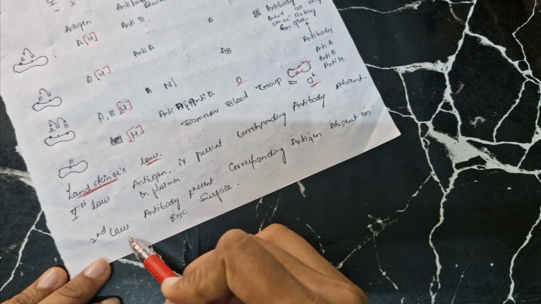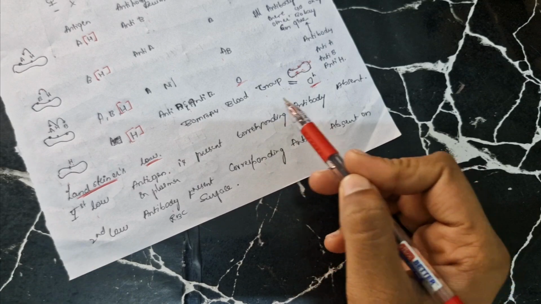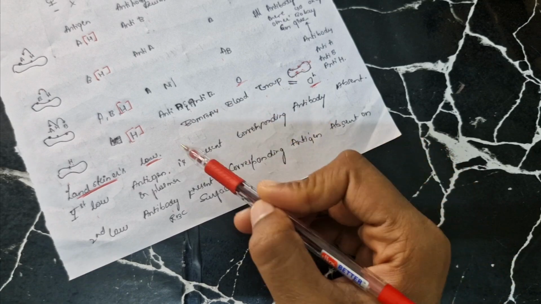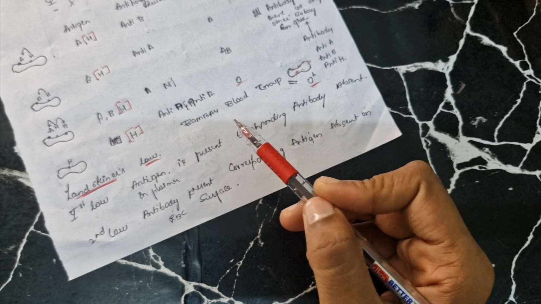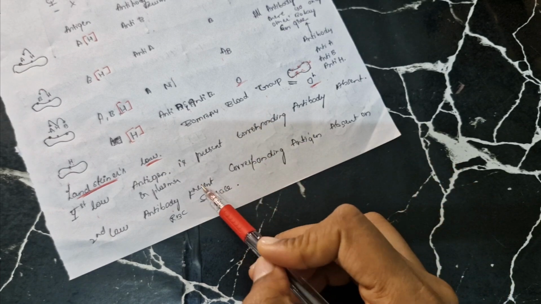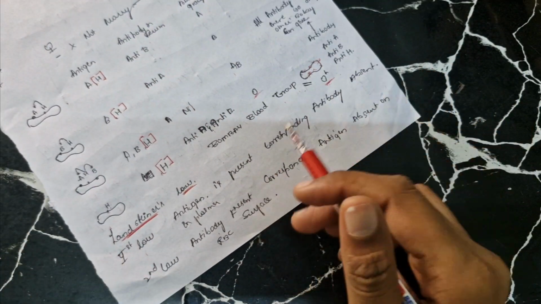And coming to the second law of Landsteiner, that is the reverse: if the antibody is present in the plasma, then the corresponding antigen on the RBC will be absent. These are Landsteiner's laws, the converse, but this is applicable only for the ABO blood group. It is not applicable for the RH blood group. I'll say why.